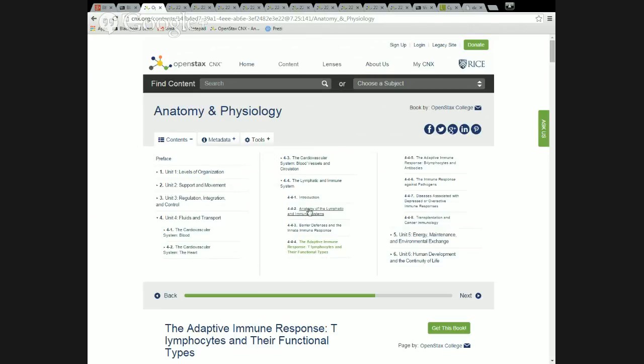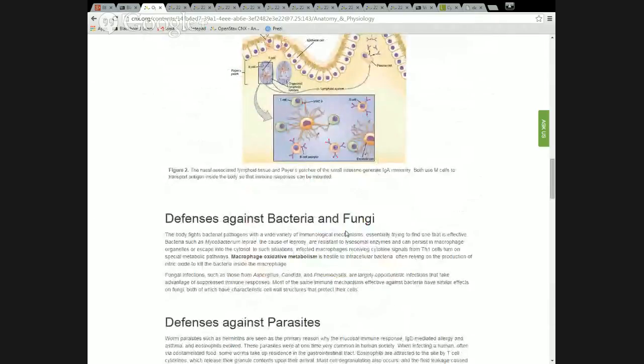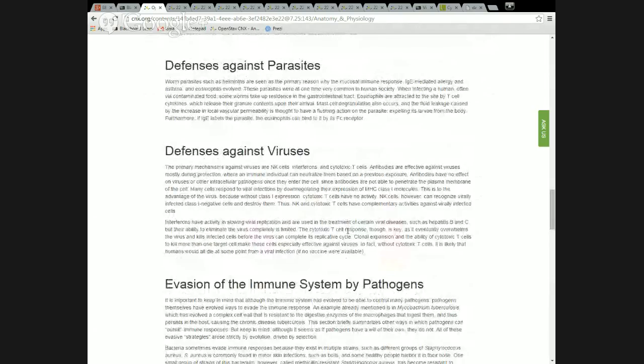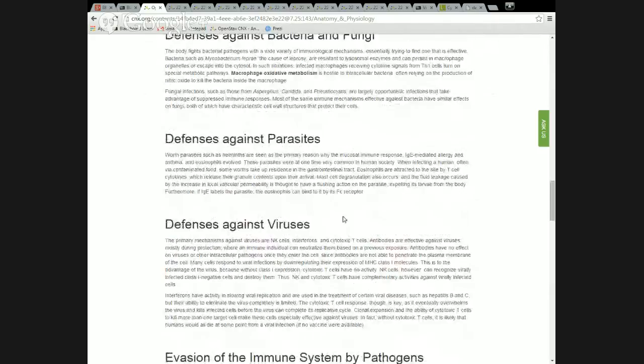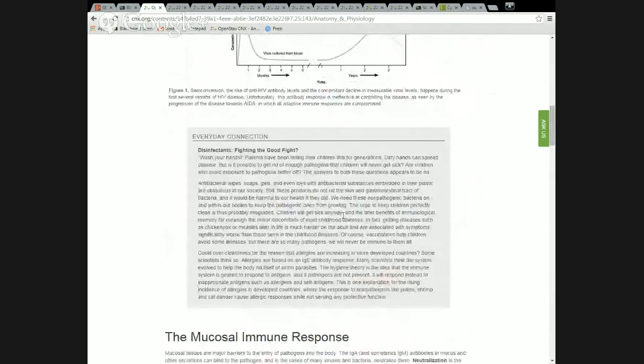So what we've done here is we started by talking about the lymphatic system and then the innate response, and then the T cells and the B cells of the adaptive response. Then what the textbook goes into is some specifics, sort of integrating the overall response to various types of pathogens here. And some of these are pathogens that I talked about last time, fungi, viruses, that sort of thing.